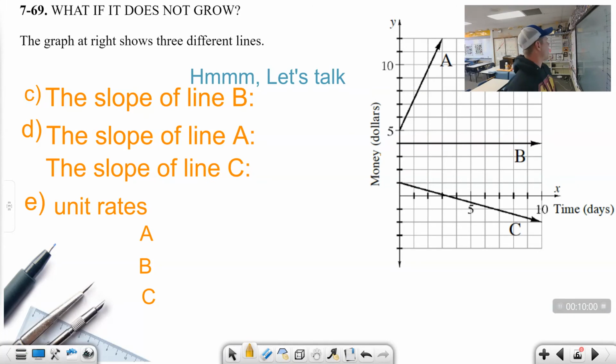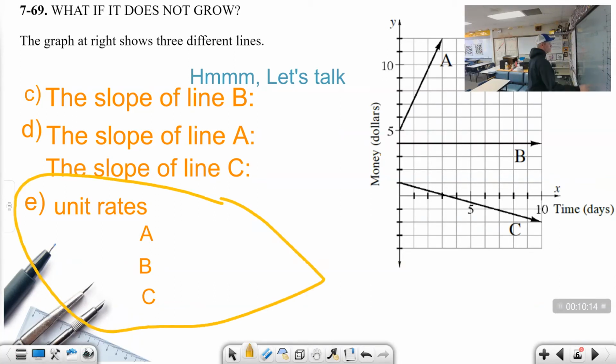If we keep talking, we need to make sure that we remember that we're talking about real world things here. Okay? These real world things. And what I want to focus on is the unit rates. The unit rates off to the side. Now, to do the unit rates, we need to find the slope of the line. To calculate the slope of the line, we need to put these lattice points on here.